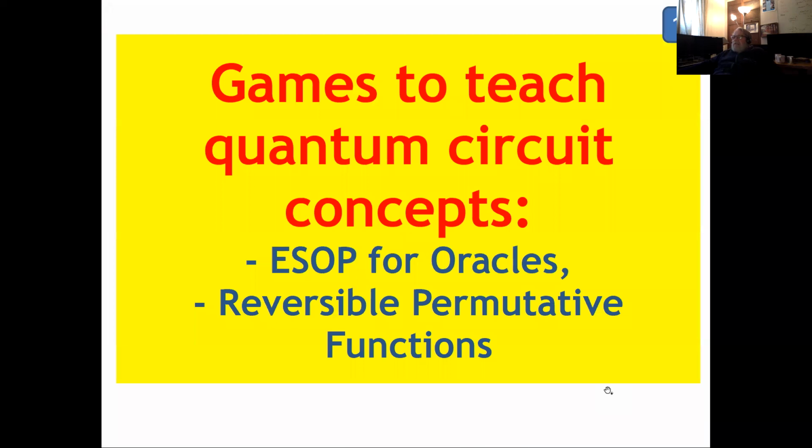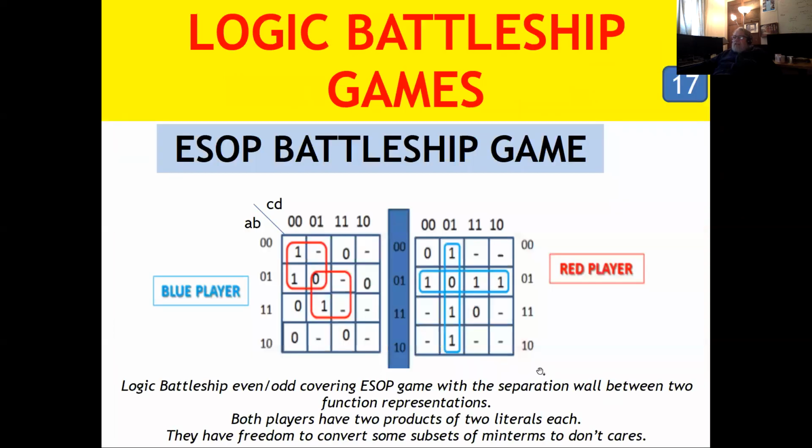We also have games to teach quantum circuits, like ESOP for oracles and reversible permutative functions. Here is an example of a logic battleship game. There are 2 players, like in the well-known battleship game. Here is some separation, so the blue player doesn't see the ships here, and the red player doesn't see the ships here. As you see, the solution is this product group and this product group. This is the ESOP game, so when they overlap, they create 0. The same is here, right?